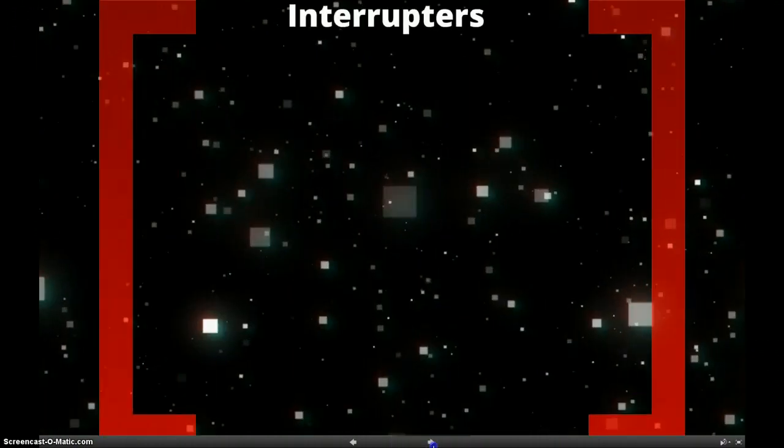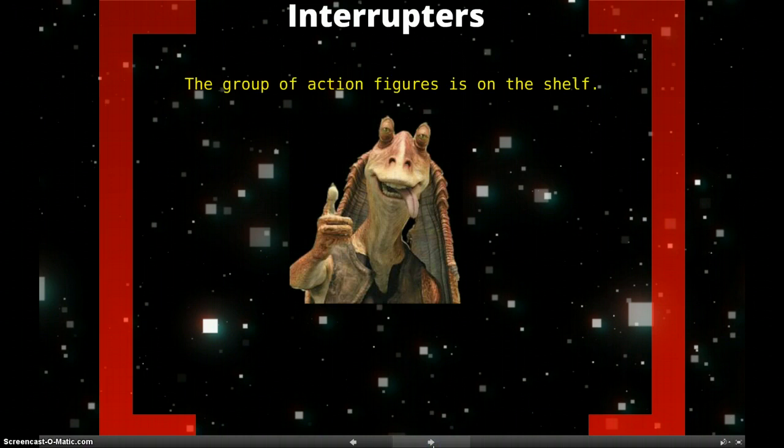So now moving to interrupters, like Jar Jar Binks. So interrupters are things that come in between a subject and a verb that can confuse you as to if you should use singular or plural. So for this one we have the group of action figures is on the shelf, and that sounds weird, but if you take out of action figures, you can see the group is on the shelf. We only have one group. Even though the group is of a bunch of action figures, we need that singular verb is in order to make that work. Same with this next one.